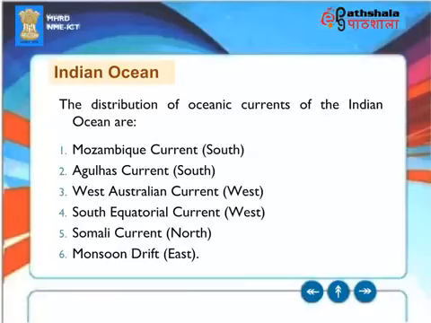Indian Ocean. The distribution of oceanic currents of the Indian Ocean are Mozambique Current south, Agulhas Current south, West Australian Current west, South Equatorial Current west, Somali Current north, and Monsoon Drift east.